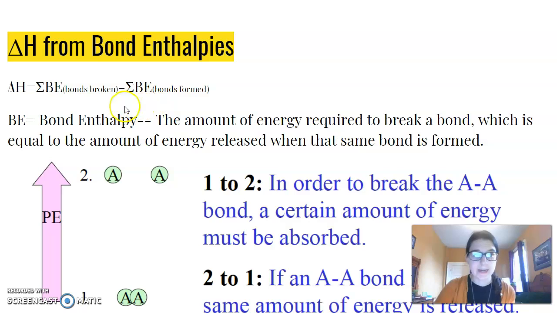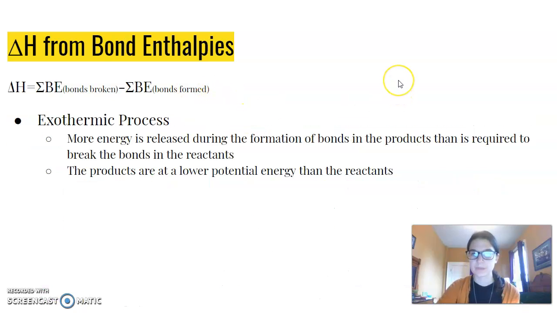This formula, the delta H equals the sum of bonds broken minus the sum of the bond enthalpy of bonds formed. This is not given on the AP exam, so you always have to remember broken minus formed to calculate for delta H. So for an exothermic process, the average energy required to break the bonds of the reactants can be estimated by adding up the bond energies for the bonds in reactant molecules. And then the average energy released during the formation of bonds and products can be estimated by adding up bond energies for the bonds in the product molecules.